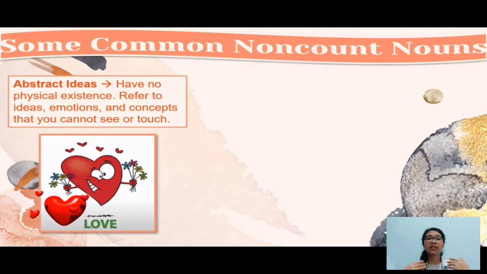For example, like love. You cannot count love. You cannot say 2 loves, 3 loves, 5 loves, and then etc. Because you cannot touch or hear love. So love is an uncountable noun.